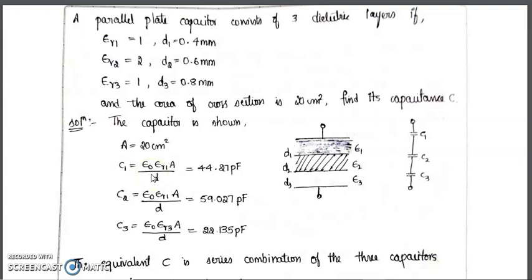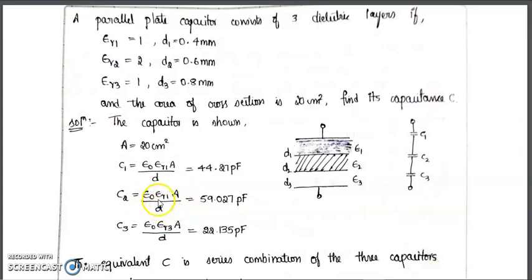So C1 is equal to epsilon naught into epsilon r1 into A divided by D. Substituting epsilon naught as 8.854 into 10 to the power minus 12, epsilon r1 as 1, A as 20 centimeter square, that is 20 into 10 to the power minus 4, divided by D, which is 0.4 into 10 to the power minus 3, you will get 44.27 picofarad as C1. Similarly C2 is equal to epsilon naught into epsilon r2 into A divided by D.